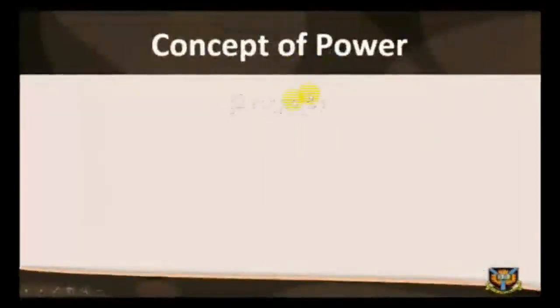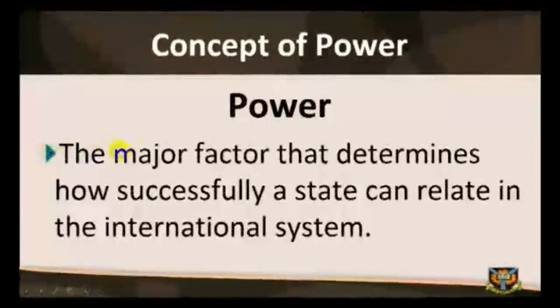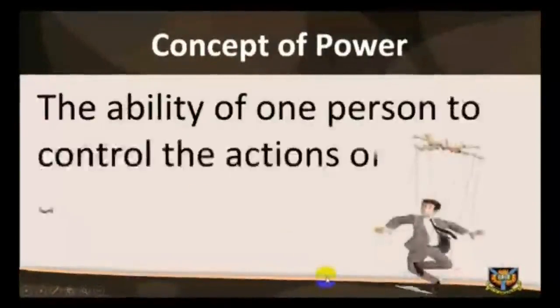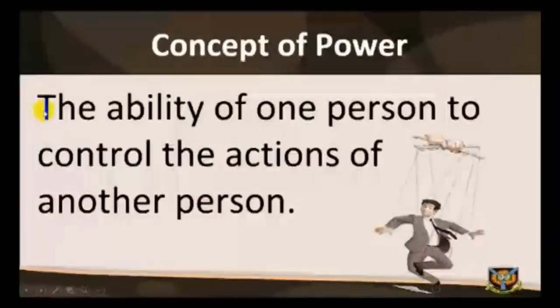Concept of power. One major factor that determines how successfully a state can relate in the international system is power. International relations depend a lot on power. Like many other concepts in the social sciences, there is no agreement among social scientists on a definition of power. It means different things to different people. In general terms, power is considered as the ability of one person to control the actions of another person. It is the ability to get others to do what you want, even if they do not want to do so.